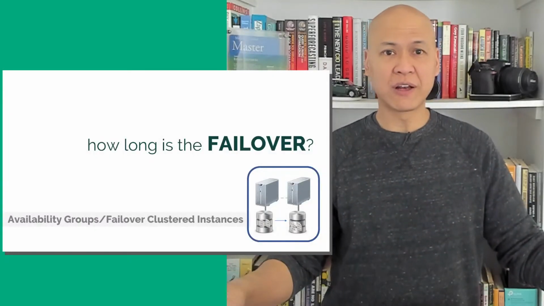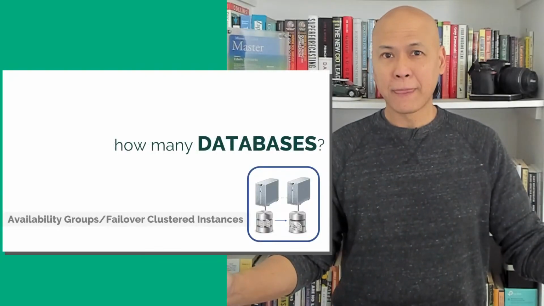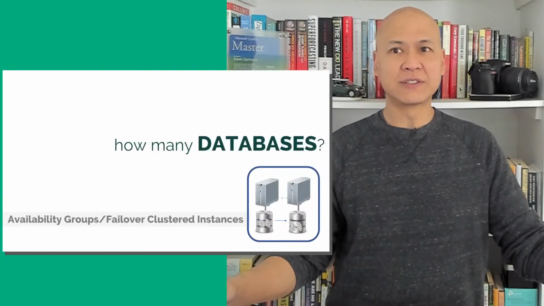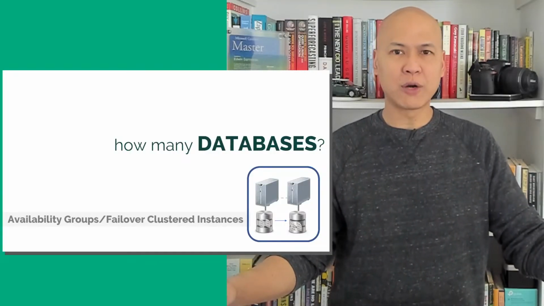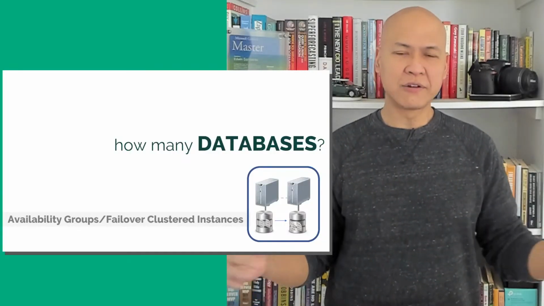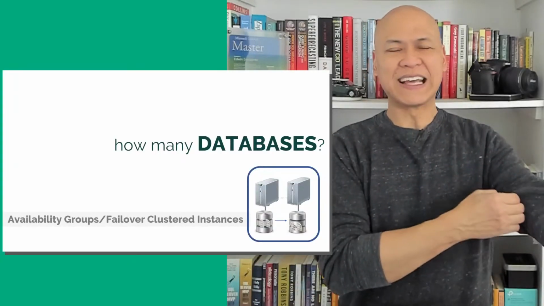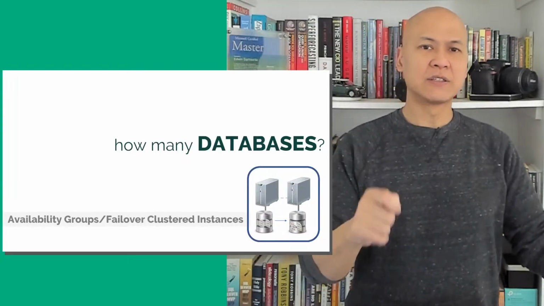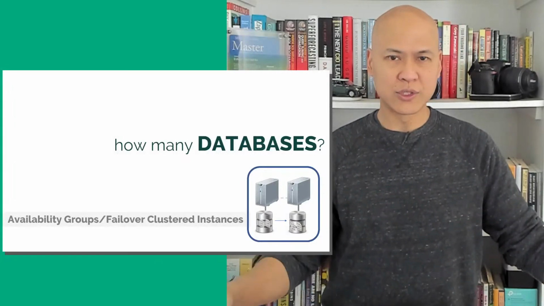Same thing with failover clustered instances. Okay, how many databases in an availability group? Of course, there's this documentation that says 100 databases per availability group. That's not a hard and fast rule. It's not a set in stone kind of thing. It still depends on the availability of your compute and storage resources.